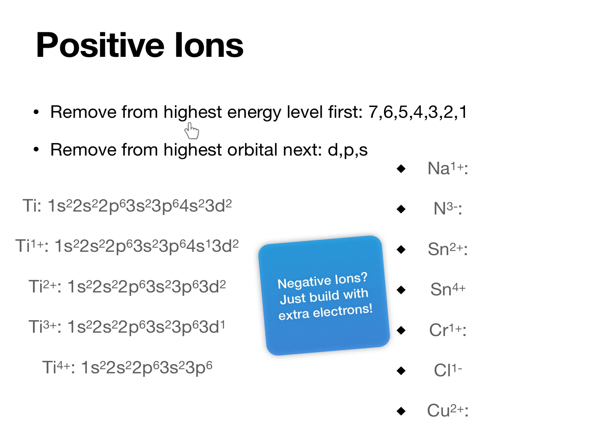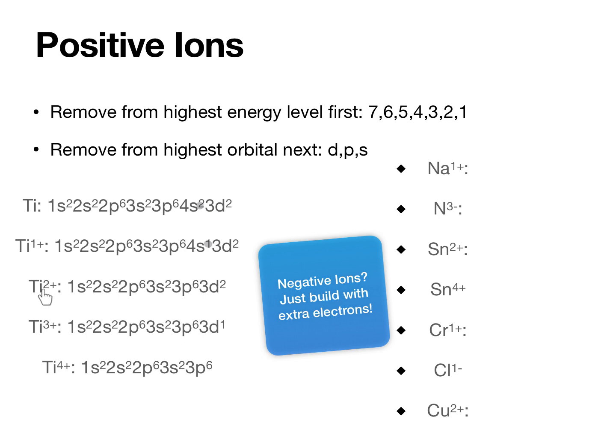Up here we talked about how when we remove electrons, we actually go from the highest energy level first. Not highest orbital, but highest energy level first. And so I'm going to remove the electron from the 4th energy level because it's a higher energy level than the 3d, even though the 3d is slightly further from the nucleus than the 4s. So if you look down here, my titanium 1+ has lost an electron, and you can see that I have removed an electron from the 4s2 to become a 4s1, keeping the 3d the same, still 3d2.